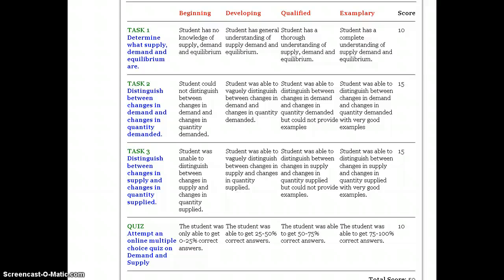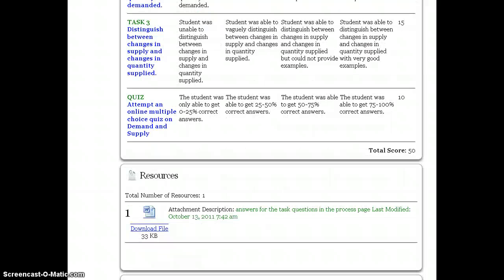You can advise your students to give their answer sheets to each other in the groups so they can mark each other's work, or group 1 could mark group 2's work and group 2 could mark group 3's work, and so on. On the evaluation page in the resources, you will find answers for the task questions in the process page.